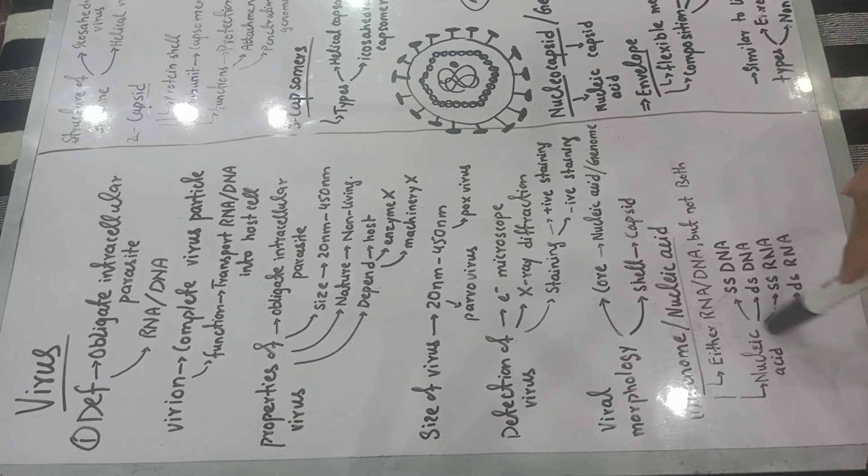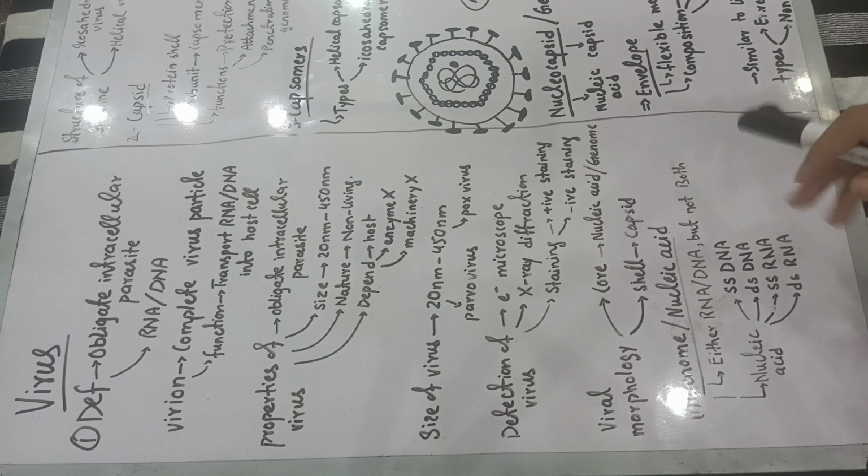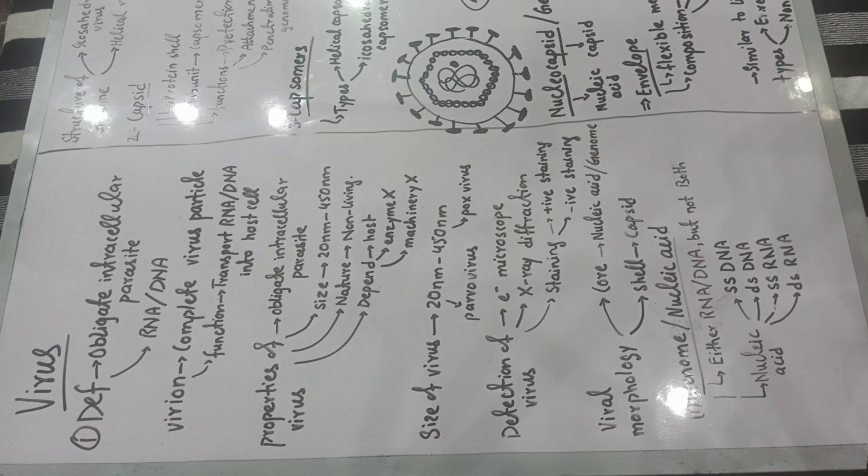Second thing, on the basis of nucleic acids, there are some types of viruses. Some viruses contain single stranded DNA, some contain double stranded DNA, some contain single stranded RNA, and some contain double stranded RNA. We will discuss all of them, and we will also discuss some examples of them, in order to identify them. Now let's move on to the structures or the types of viruses on the basis of their genome.